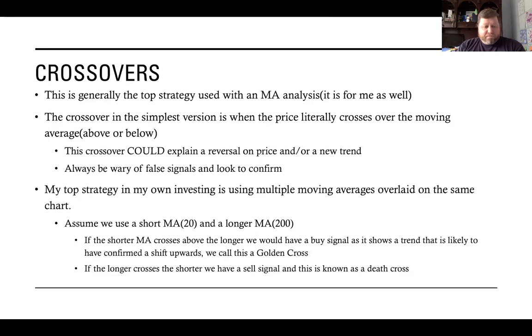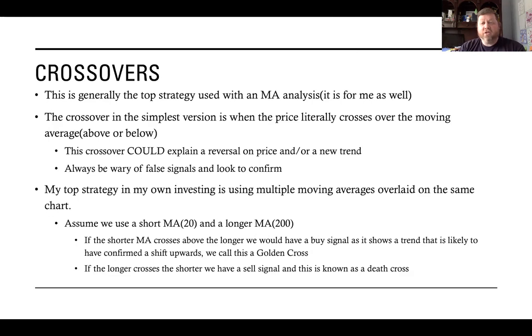And I want to call this out: my top strategy in my own investing is to use multiple moving averages overlaid on the same chart. So what I do is simple. It could be 2, it could be 3. I think this is the way most folks do it as well. It's a little bit more complex, but still easy to understand: we use either 2 or 3 different time periods and let those act almost as even earlier warning signs than a true crossover of the underlying equity that we might be looking at. So in this case, I'm assuming we use a shorter term moving average of like a 20 and a longer term moving average of a 200, for example, right?